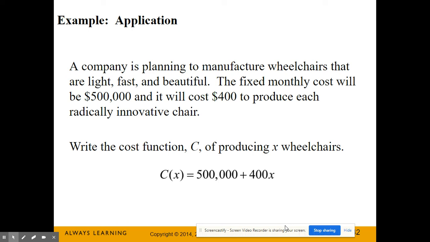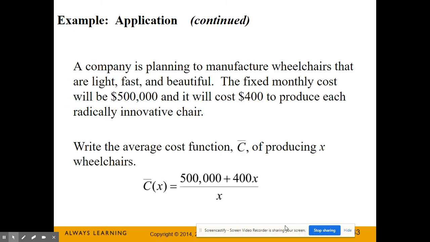All right, now we have an application. A company is planning to manufacture wheelchairs that are light, fast, and beautiful. The fixed monthly cost will be $500,000, and it will cost $400 to produce each chair. So that makes the function c of x equal to the $500,000, that's the sunk cost, plus the $400 variable cost. Write the average cost function of producing x wheelchairs.